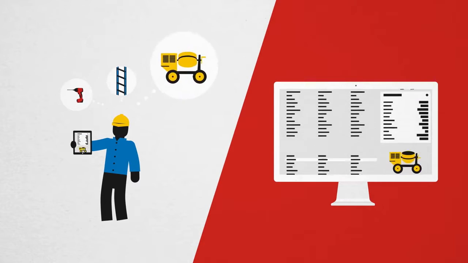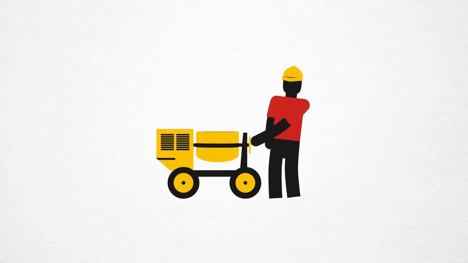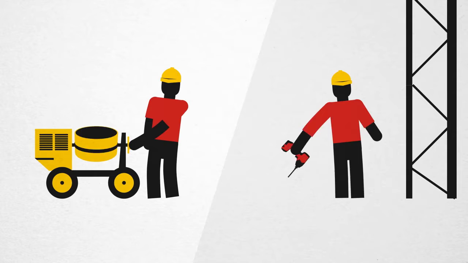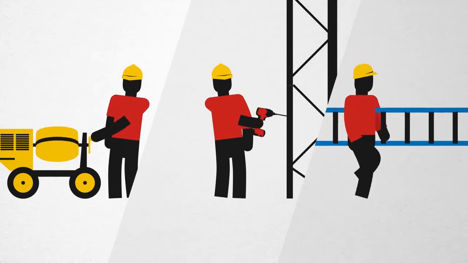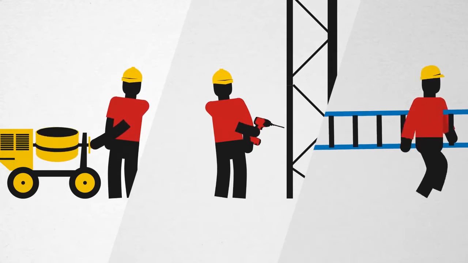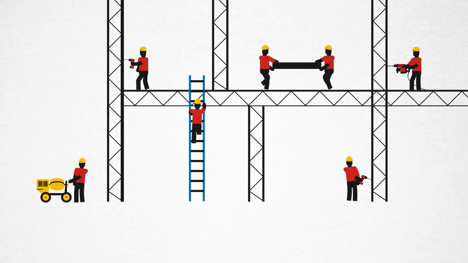OnTrack gives you more transparency into where things are and who is responsible for them, making team members more accountable for tools, helping to reduce loss and theft. And when you always know where your tools and equipment are, productivity goes up because you won't have a bunch of workers standing around waiting for them to arrive.